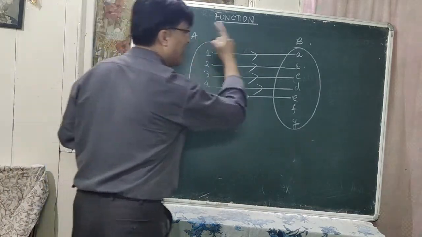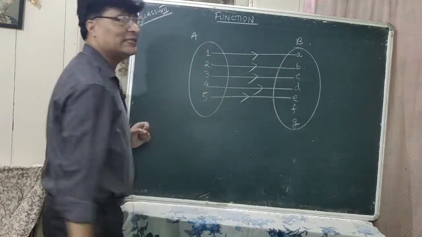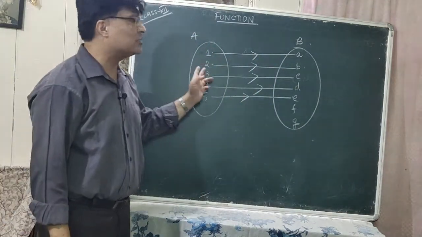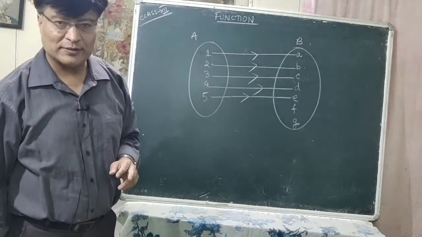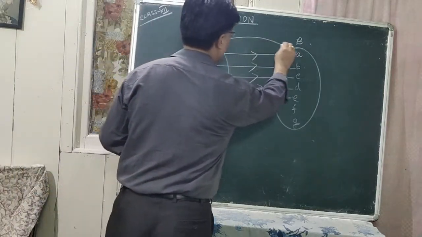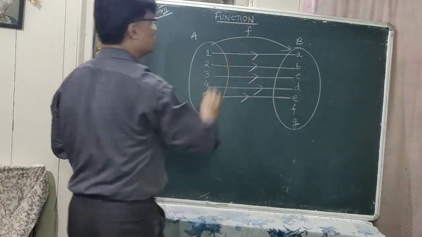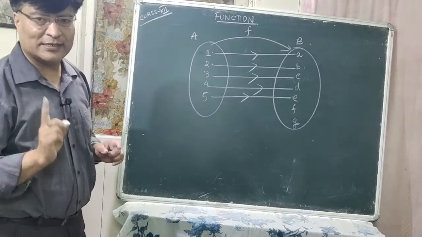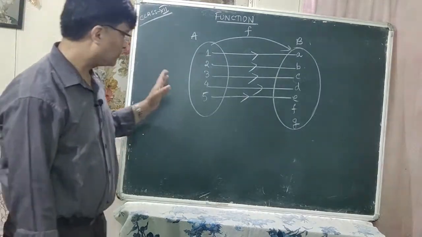But each and every element in the set A should have a unique image in set B, then only this is known as the function. Then this is known as what? Function f. Is it clear to all of you?